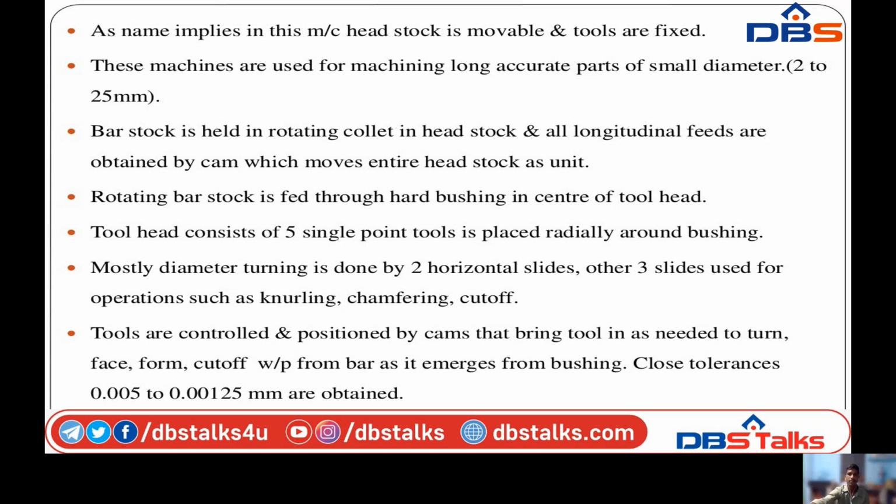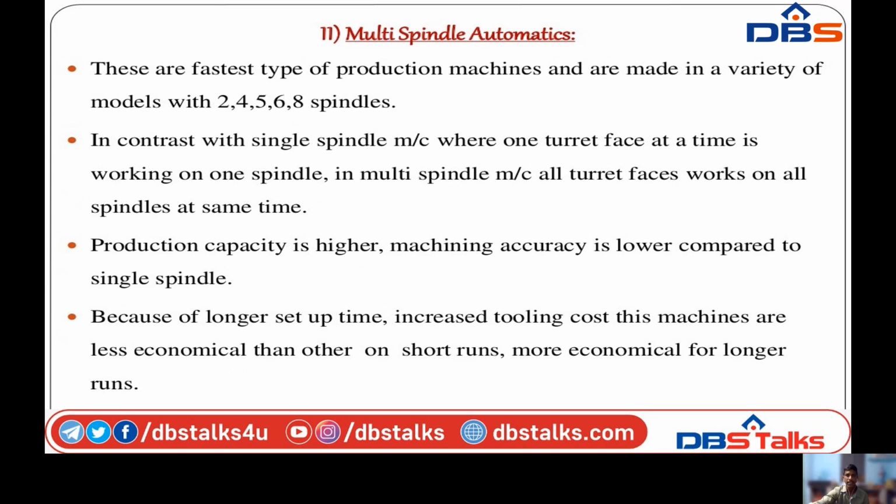Here the headstock is moving from left to right as per our requirement. Then tools are fixed at one point. The tool head consists of 5 single points. Tools are placed radially around the bushing. Okay, this is the single spindle automatic type. Next, the second classification is multiple type or multi-spindle automatic type lathe machines.